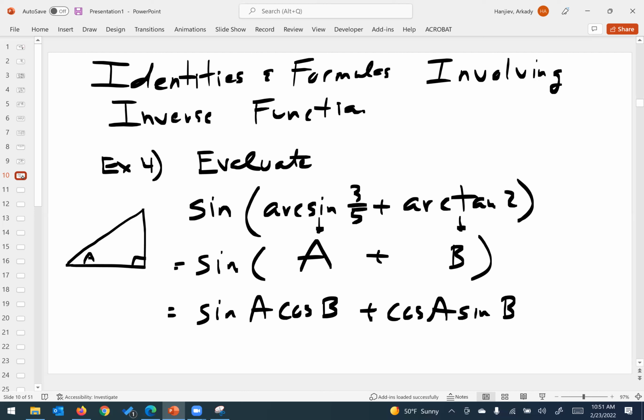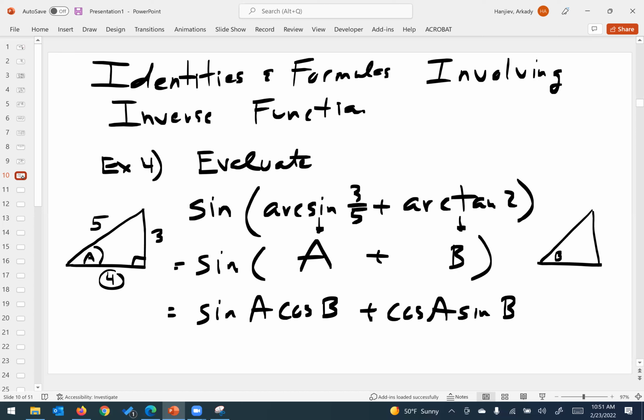Here we have 3 and 5, so 5 is the hypotenuse, and that means 3 is the opposite side of A, right? B is the hypotenuse, and this side is 4. Okay, I got my A angle. Let's go get my B angle.